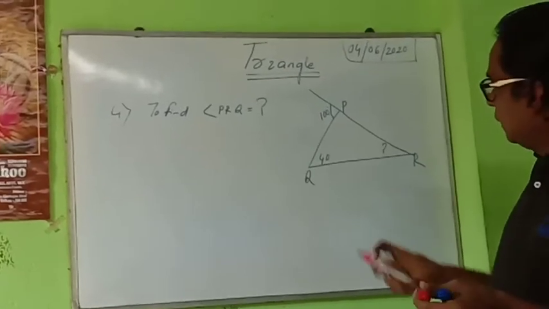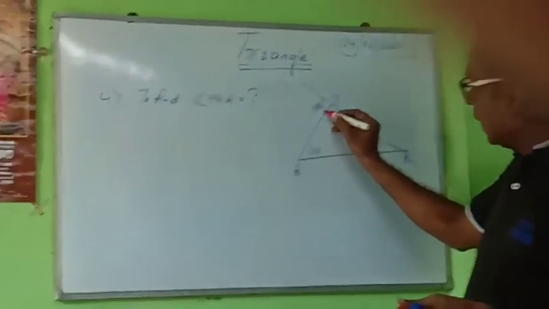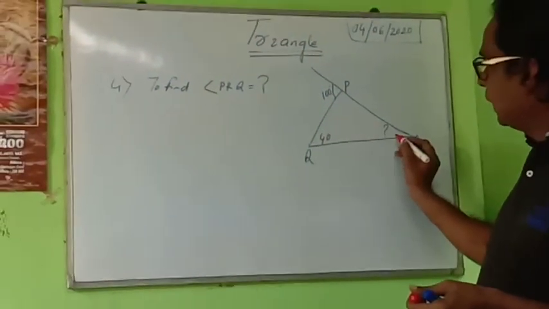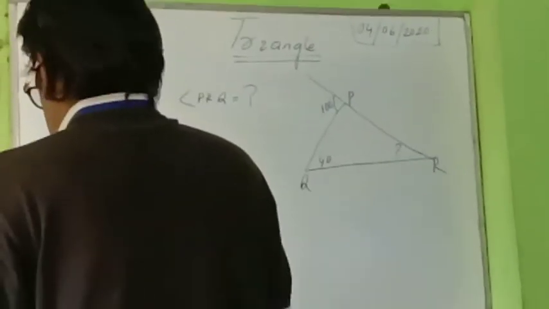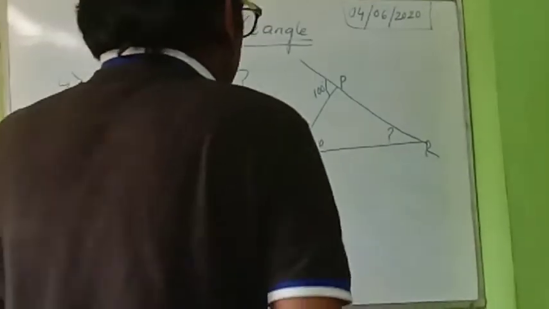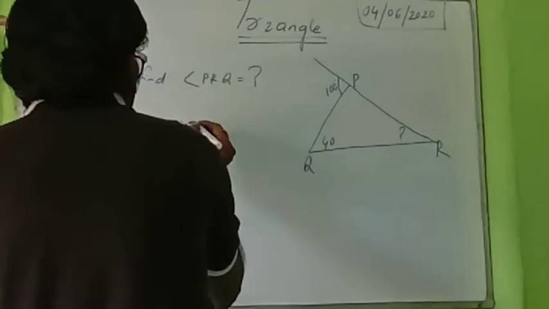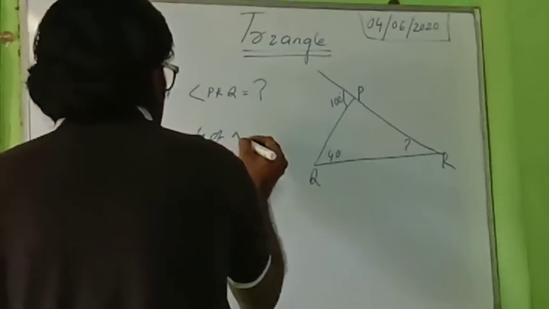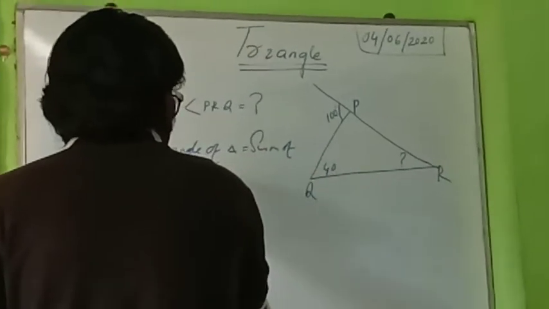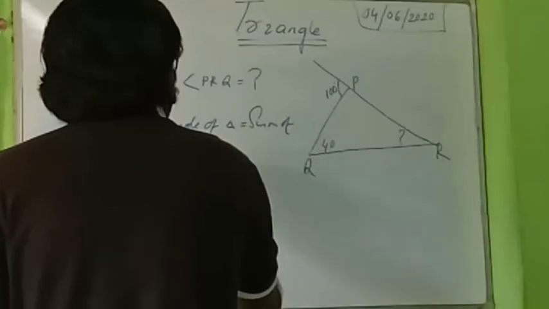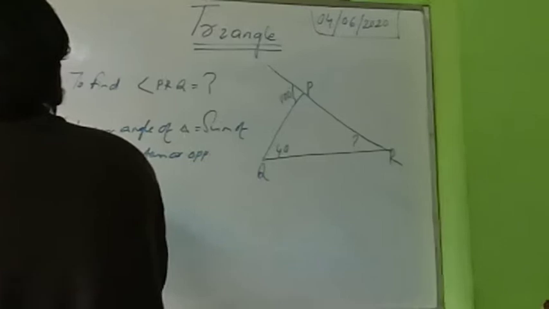See, if this angle is 100 degree, as you know, exterior angle of a triangle is equal to sum of interior opposite angle. Okay, exterior angle of a triangle is equal to sum of interior opposite angle. Okay, so here exterior angle is equal to how much?